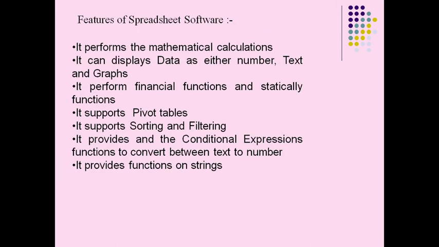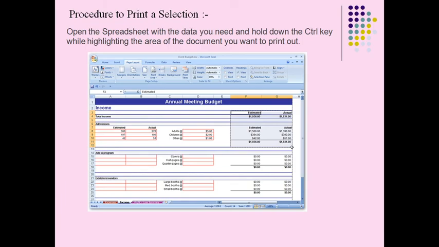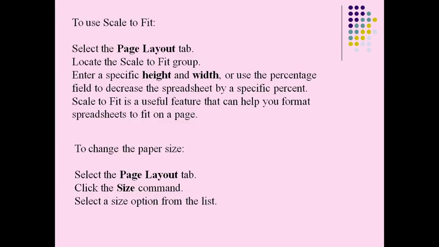So what are the actual features you have? It performs mathematical calculations. It can display data as either number, text and graphs. It performs financial functions, which we have already seen in the previous classes. Okay, statistical functions. Then it supports pivot tables. It supports sorting and filtering. It provides a conditional expression function to convert text to number. It provides functions on strings. Okay, students, so these are the topics we have discussed in today's class. I think you have understood the topics.